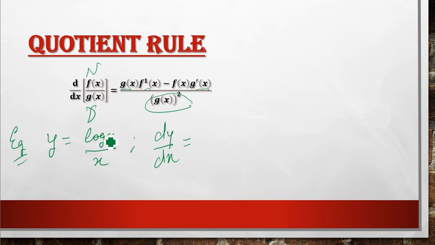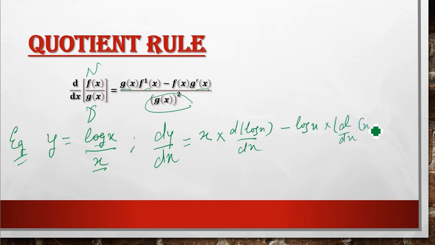So let's follow the formulas. This is the denominator and this is the numerator. So what we will write: denominator will come up, x into d of log x with respect to dx, minus log x, the first function, and differentiation of the denominator, that is d upon dx of x. The entire thing needs to be divided by the denominator square. So the denominator is x, x square.